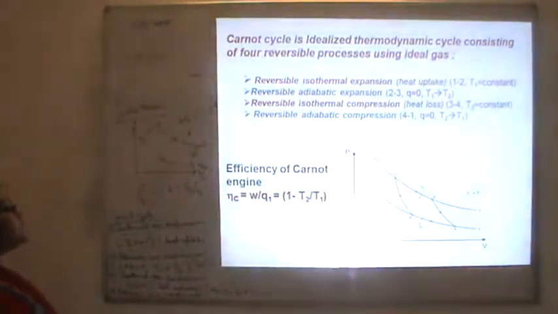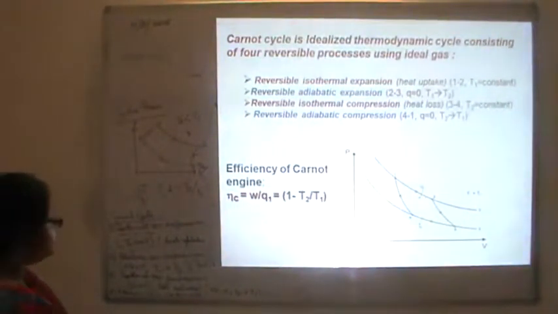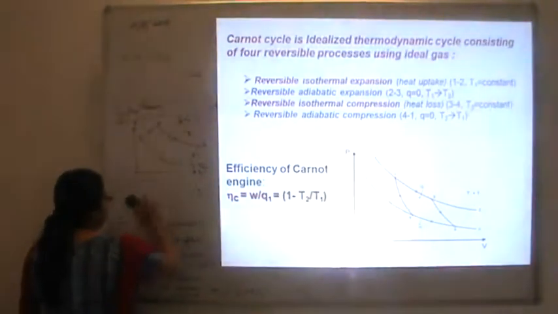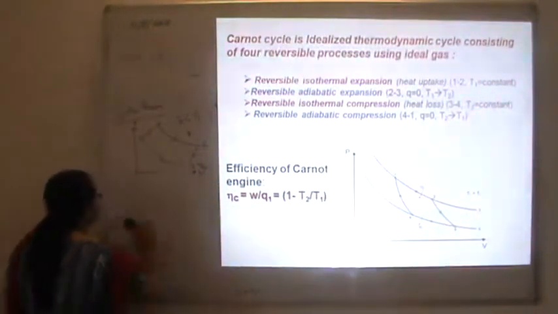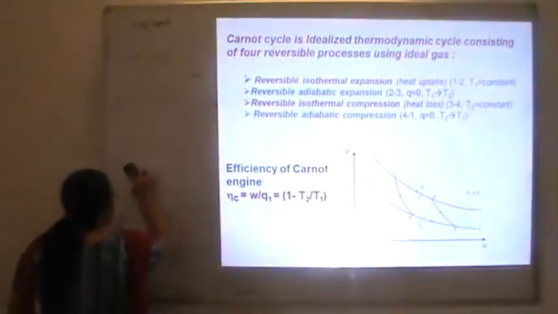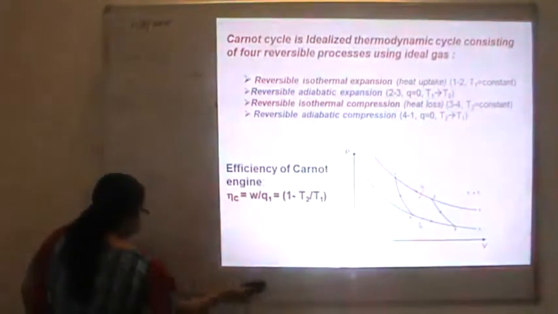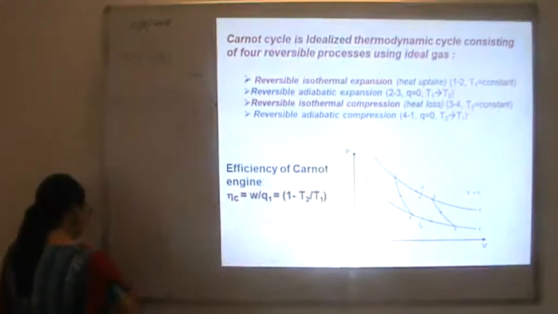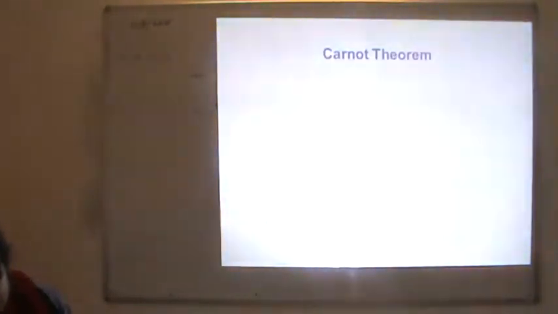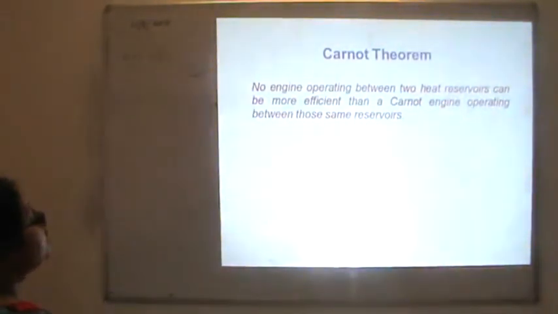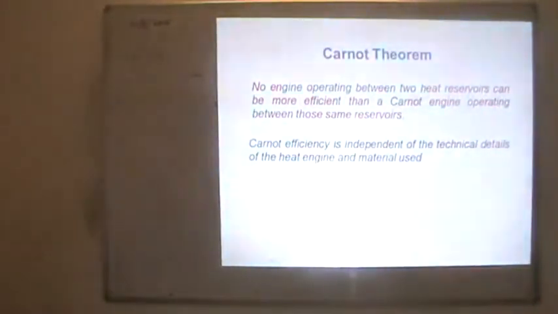So this is the Carnot cycle. This is a cyclic process operating between two same reservoirs. Its efficiency is independent of the technical details of the heat engine or the material used. So it is hypothetical and generalized.